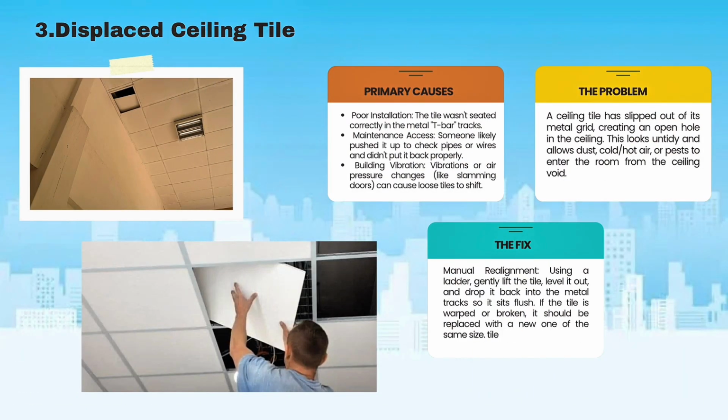Okay, 3. Displaced ceiling tile. The problem is a ceiling tile has slipped out of its metal grid, creating an open hole in the ceiling. This looks unsightly and allows dust, cold or hot air or pests to enter the room from the ceiling void. The primary causes are poor installation, maintenance access and building vibration. For the fix, manual realignment: using a ladder, gently lift the tile, level it out and drop it back into the metal grid. If damaged, it should be replaced with a new tile of the same size.